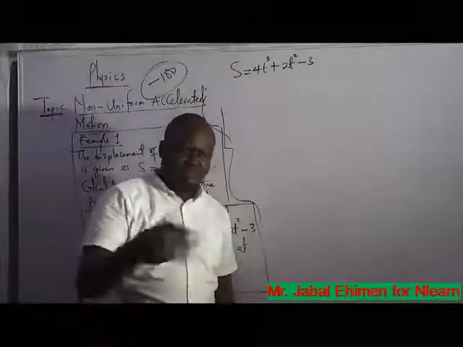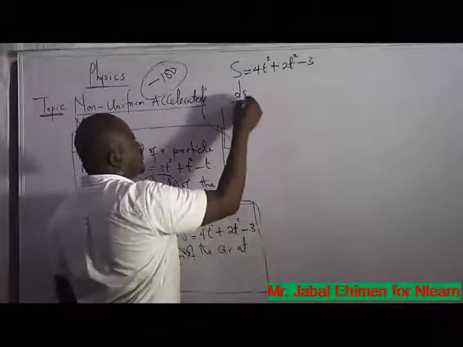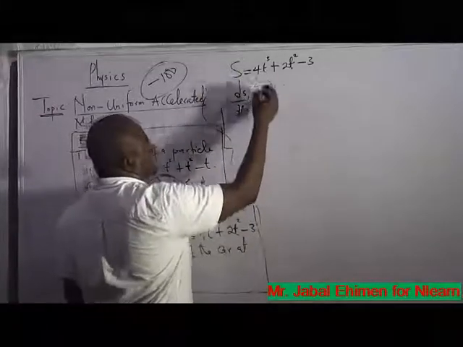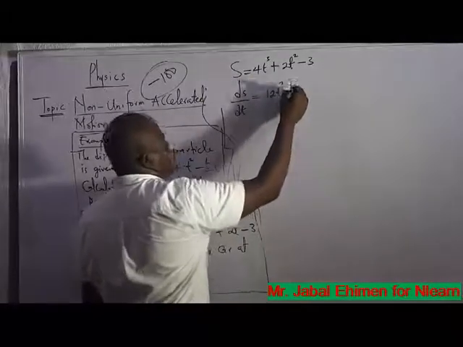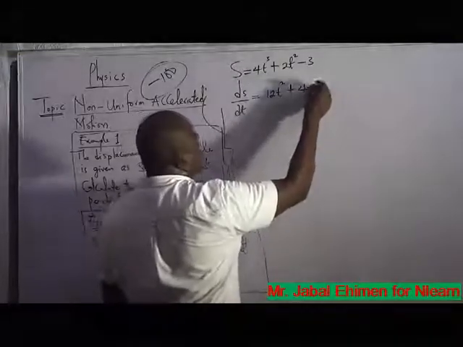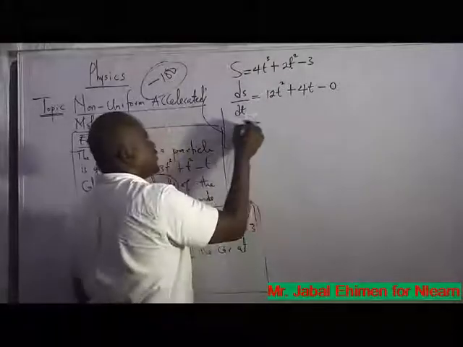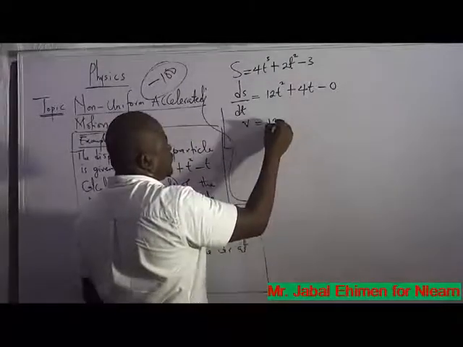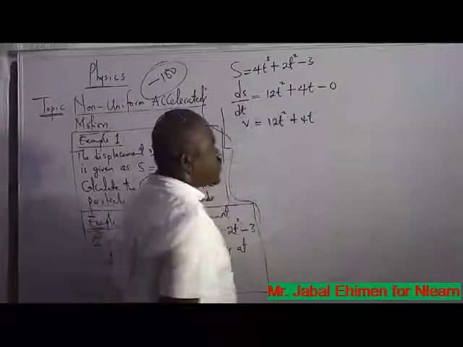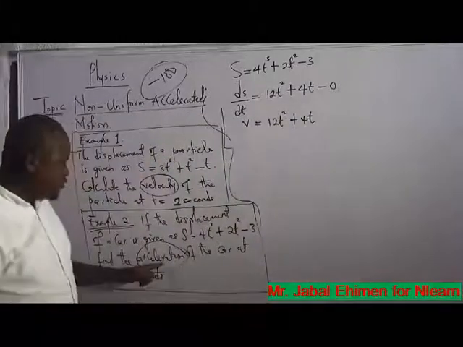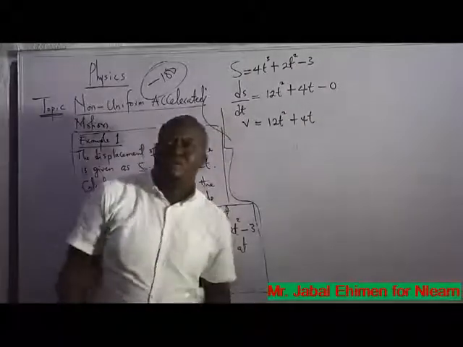I can differentiate this to get v. ds over dt, we're used to that. 4 times 3 is 12t squared plus 2 times 2 is 4t minus 0. We already know that. So automatically the value of v now will be 12t squared plus 4t. But that's not what we're looking for. We're looking for acceleration, not velocity. What we've just gotten is velocity.